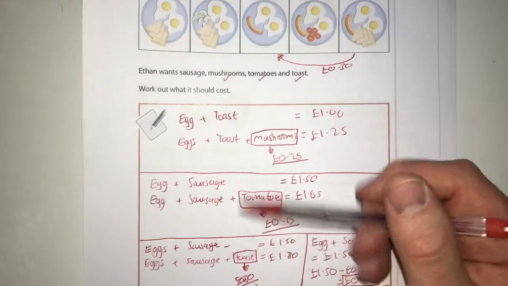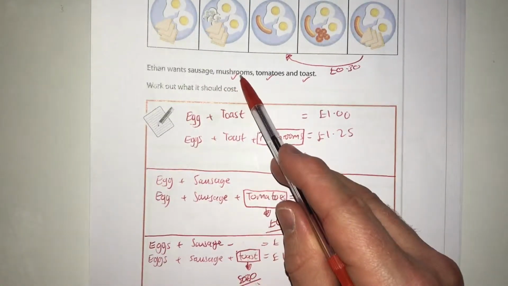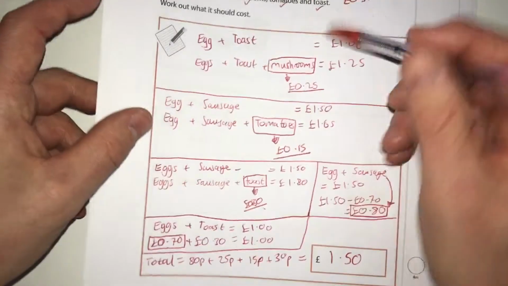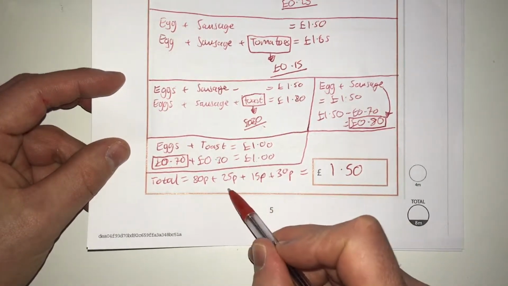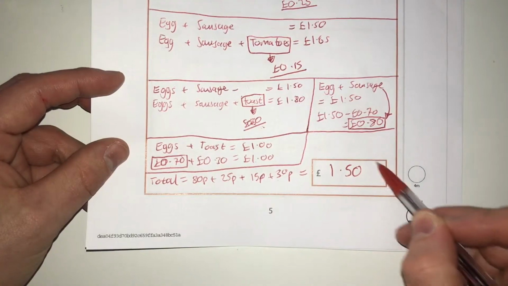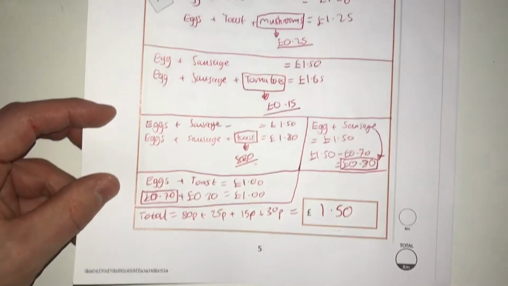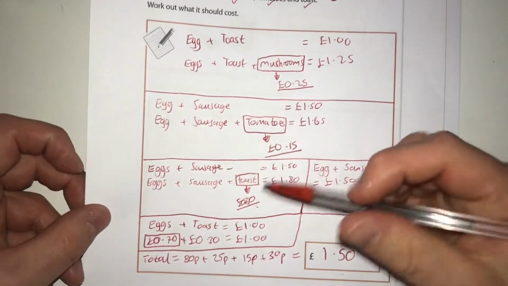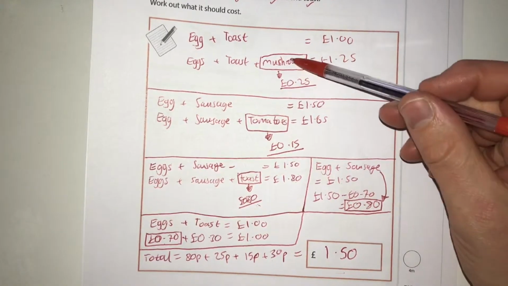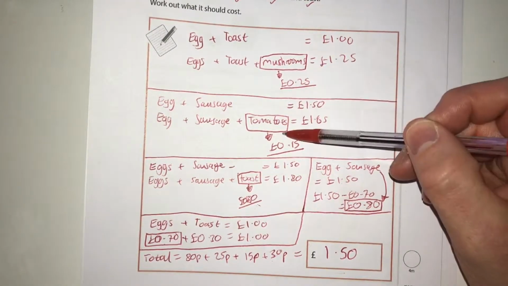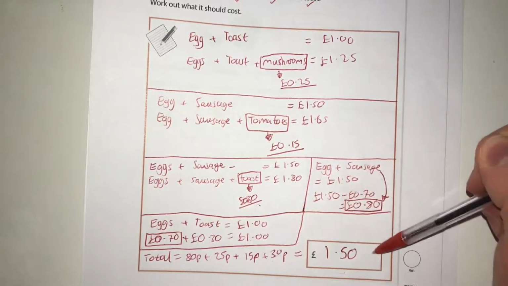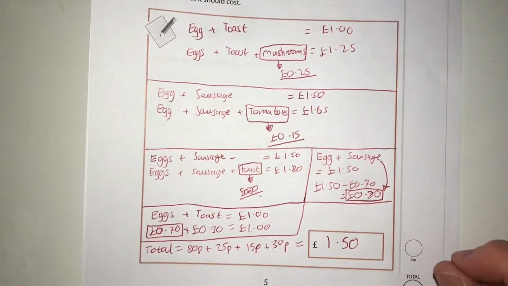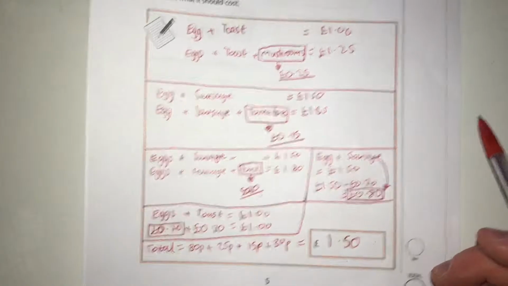Then let's reread the question. What does Ethan want? Sausage, mushrooms, tomatoes and toast. So I've written down my different numbers here, 80p, 25p, 15p and 30p to get my final answer of £1.50. Again, you will pick up marks throughout, so providing you can find mushrooms and tomatoes, you're going to get 2 marks. Then, if you found toast, that's another mark, and eventually finding all of them and adding up to £1.50 will give you the full 3 marks. Bit of a long-winded one again.